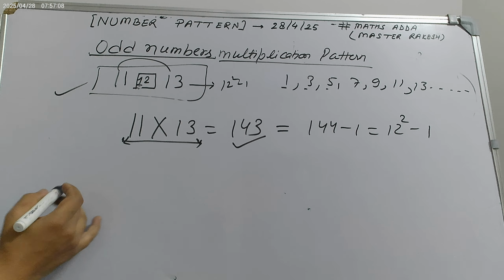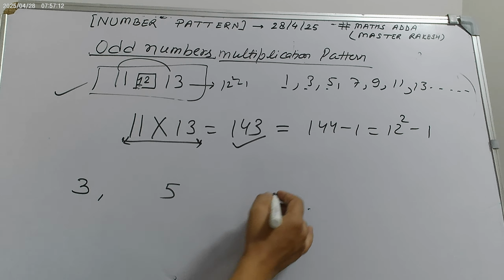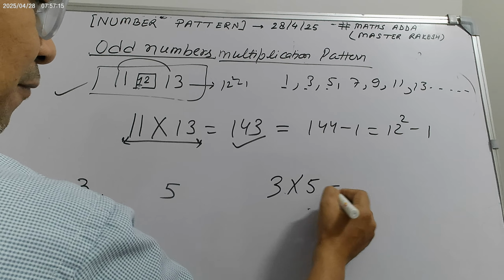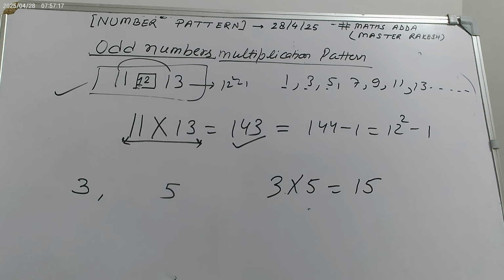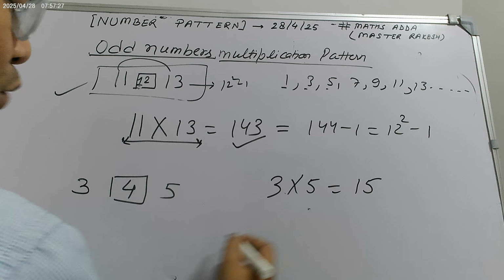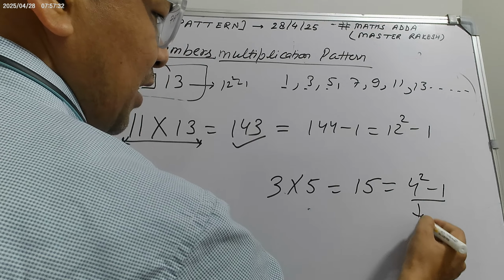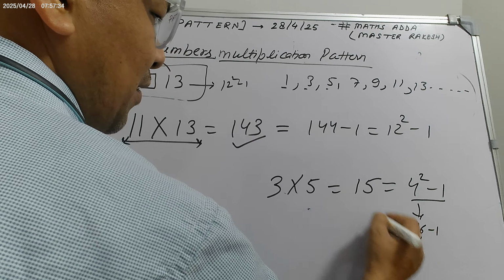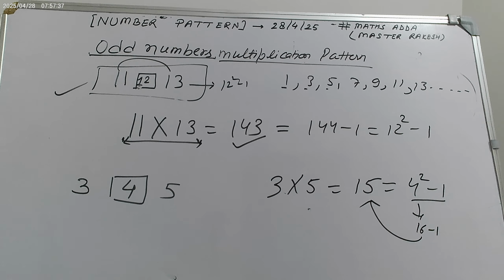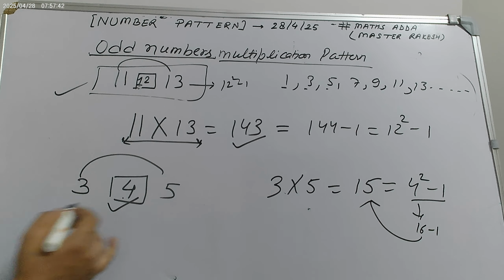Any odd numbers you take, 3 and 5. If you multiply 3 into 5, what does it become? 3 fives are 15. What comes in between 3 and 5? 4. You can write it as 4 square minus 1. 4 square is 16, 16 minus 1 is 15. So any two consecutive odd numbers, if you multiply them, it becomes the middle one's square minus 1.